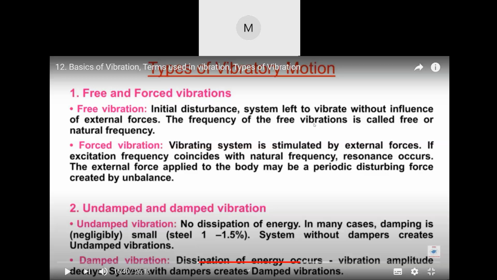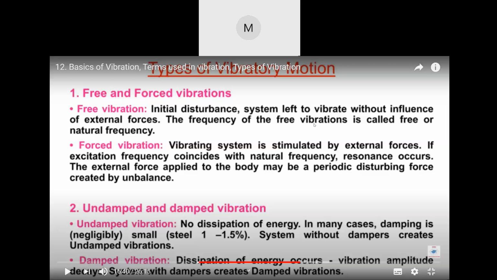So in free vibration and forced vibrations, let me explain you once more. In free vibration, what happens? The body shall vibrate without the influence of external force. That means what?